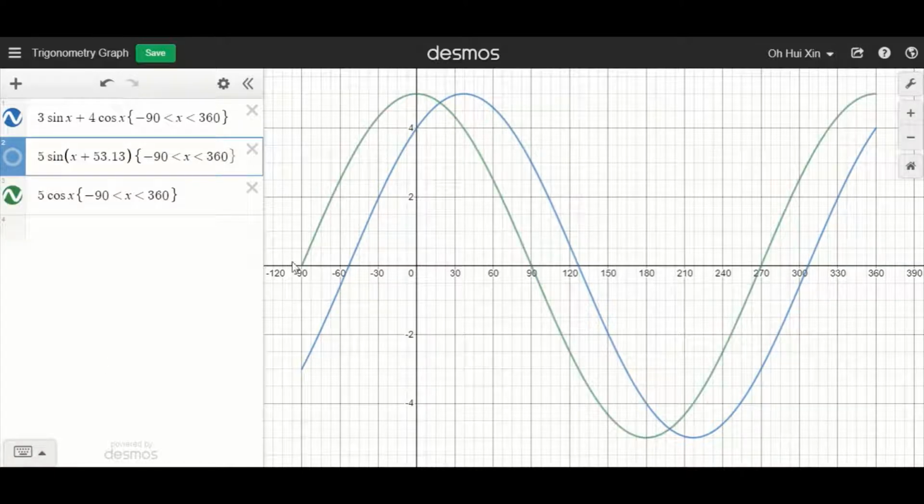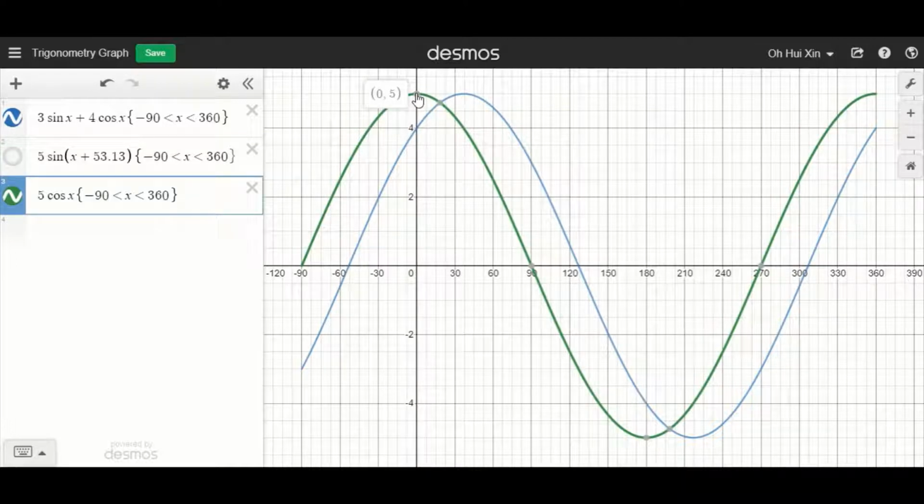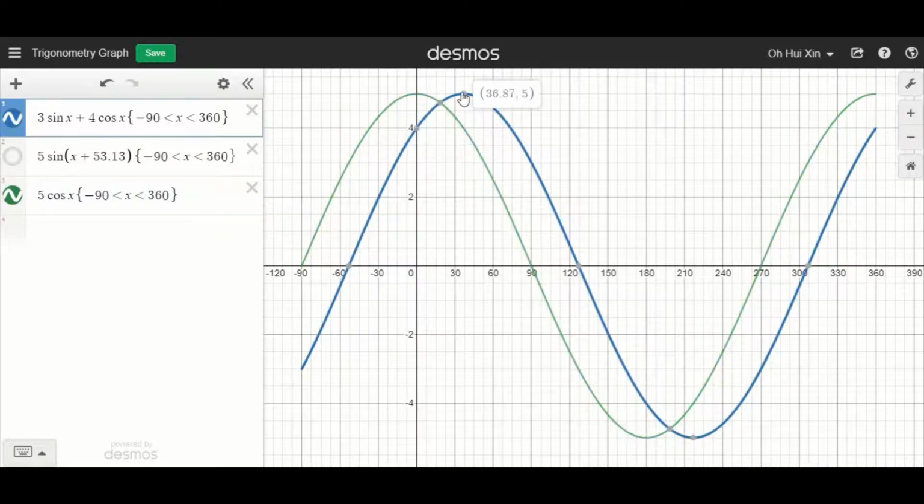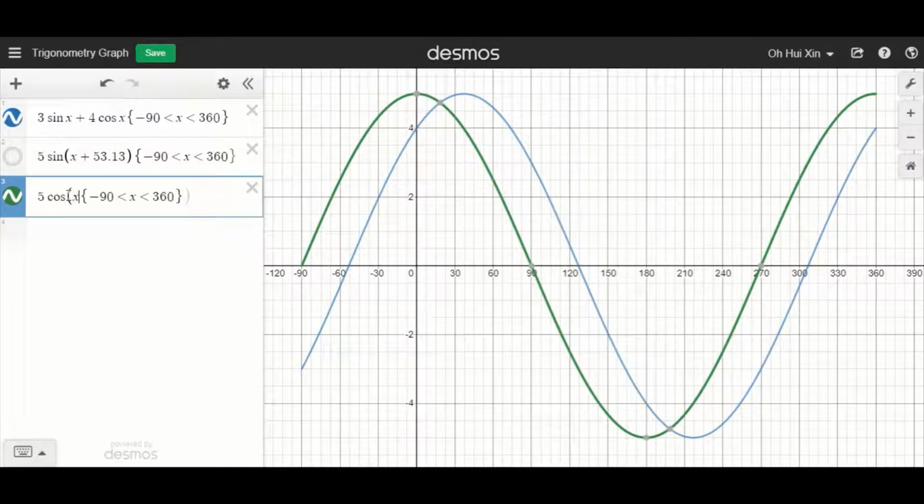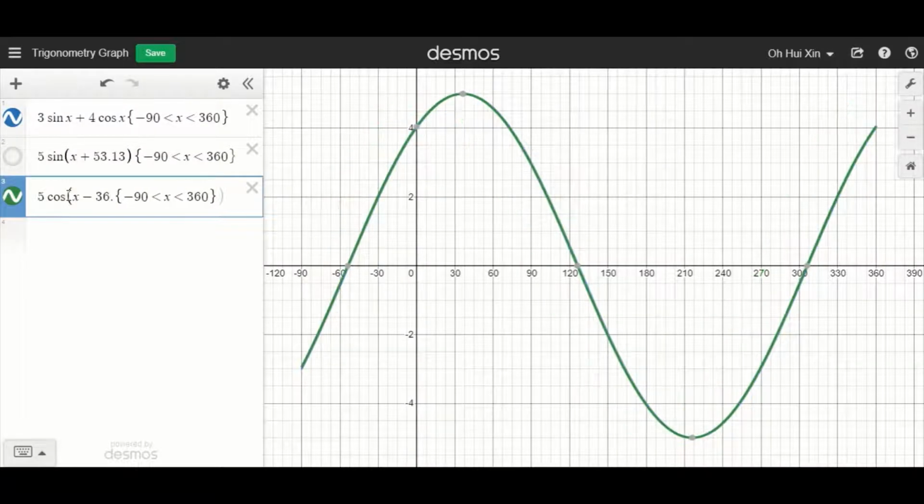Okay, so how can we make this green color line the same with the blue color? So I have 0 and 5, and this one is 36.87 and 5. So I need to move my green color graph to right hand side for 36.87. So to right, that's why I need to minus. So that's why x minus 36.87. And you can see I get the exact same line. All right, yeah, it's pretty interesting, right? So if you are trying out by yourself, yeah.